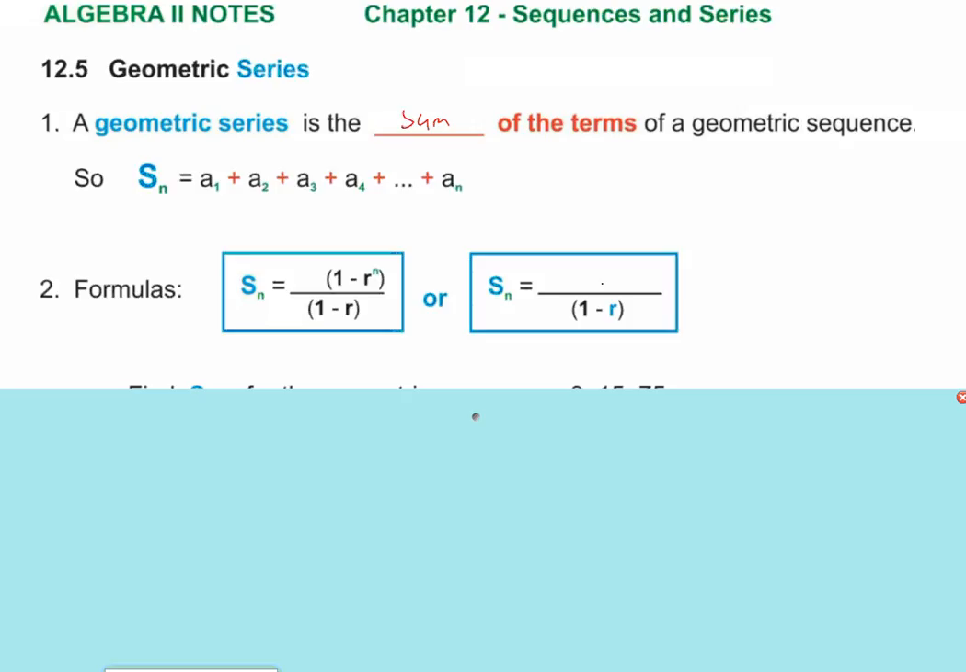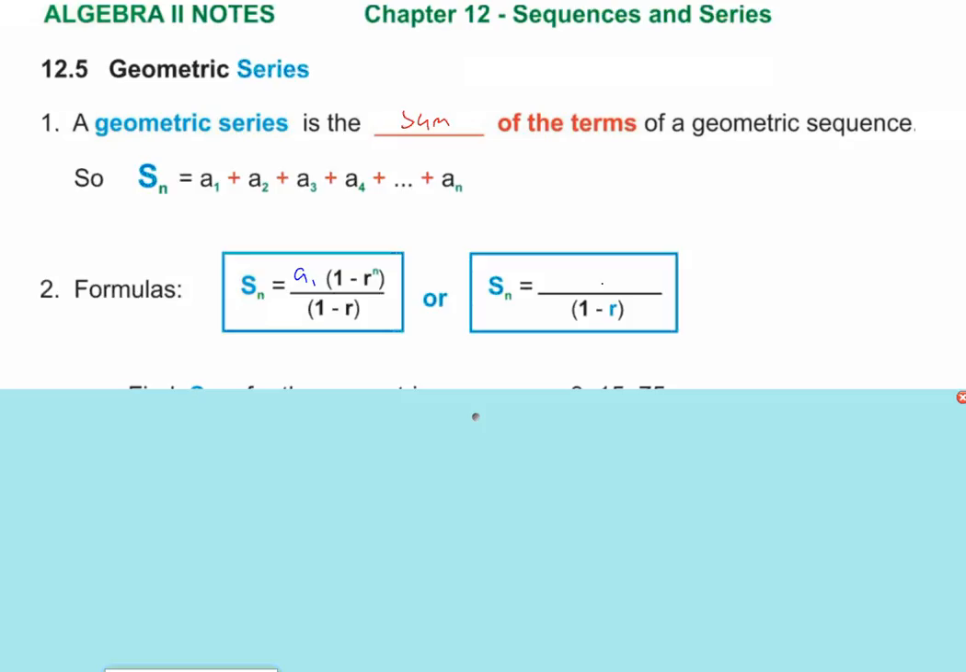All right, so what's the complete formula? The first one, the only thing you need to add to this thing is a sub 1. So the first one has the first term times 1 minus r to the n divided by 1 minus r. That's going to allow you to sum up a geometric sequence.